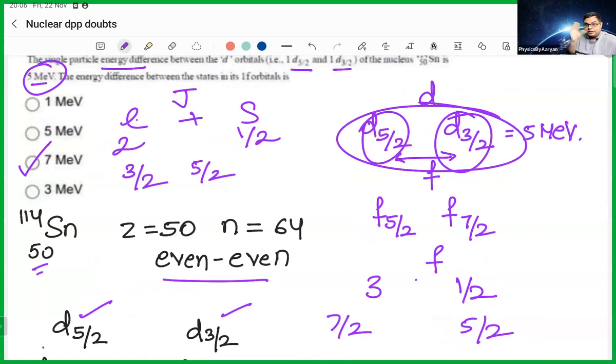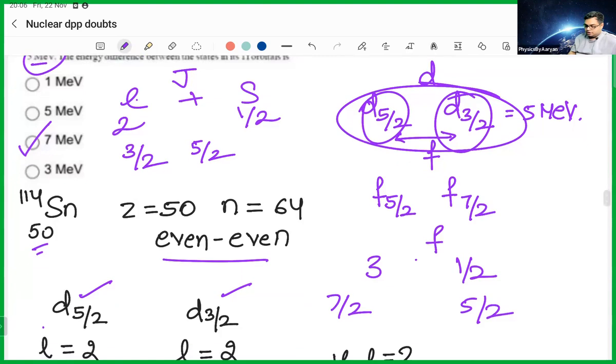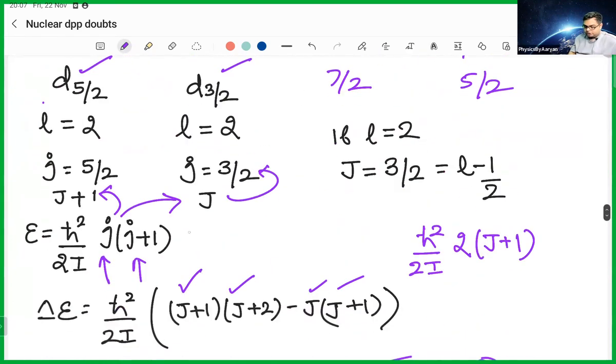So first hint, even nucleus, so the shell model is out of the game. So we will use rotational energy levels. The energy difference between the 3 by 2 level and the 5 by 2 level is given. You know the energy formula for rotational levels. I can find that difference between 3 by 2 and 5 by 2. First you put J as 3 by 2, then you put J as 5 by 2, and you calculate the difference.